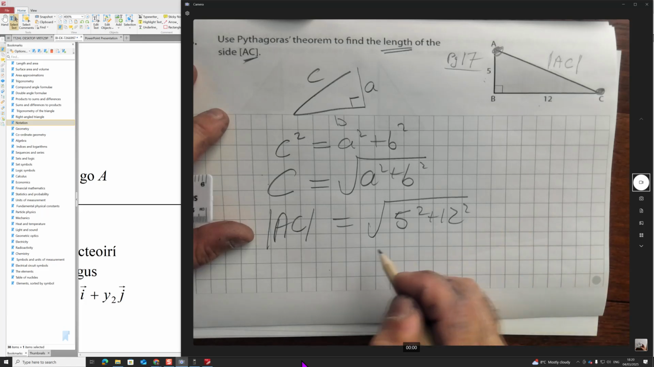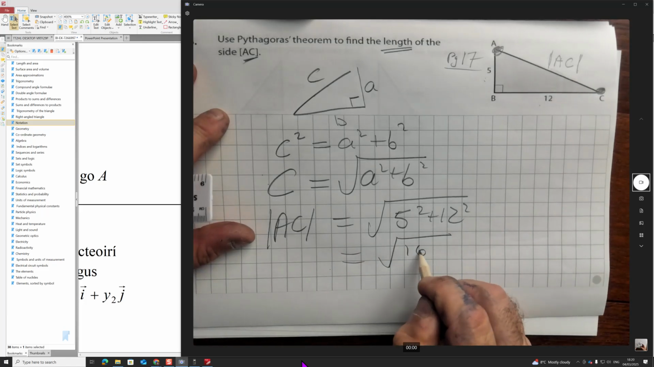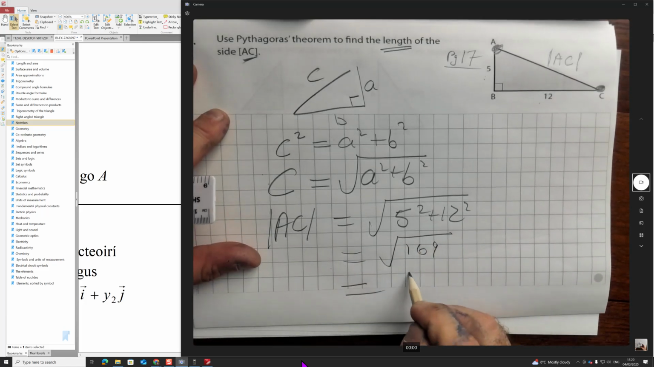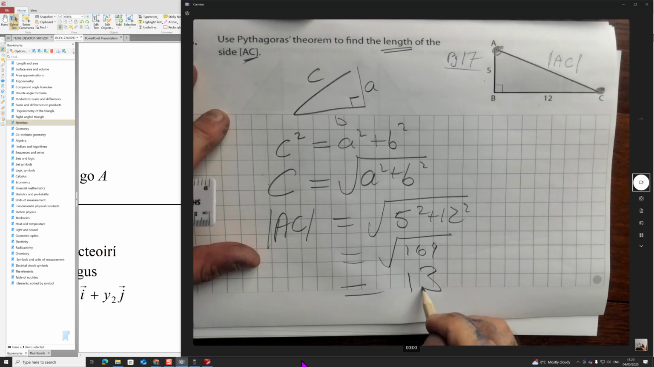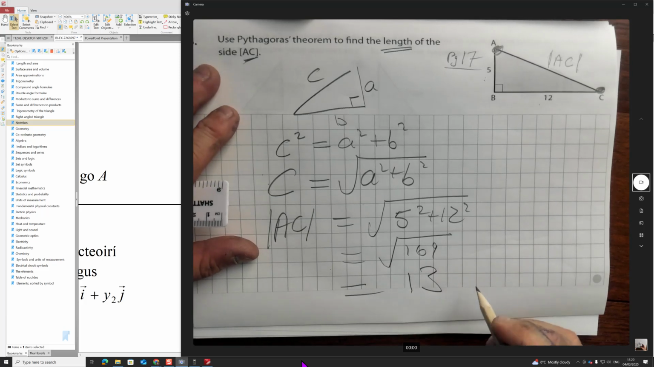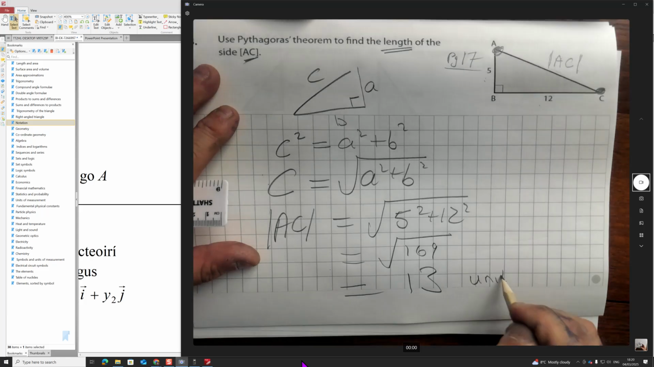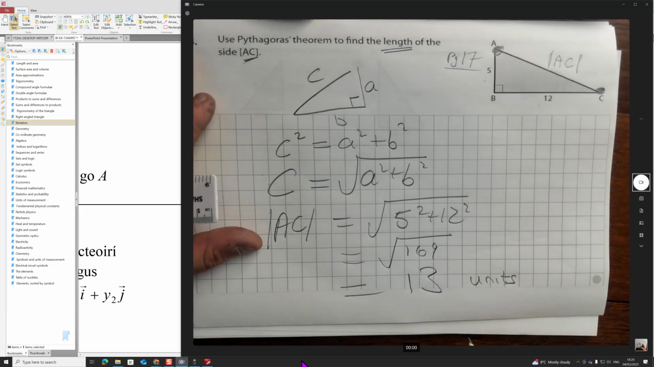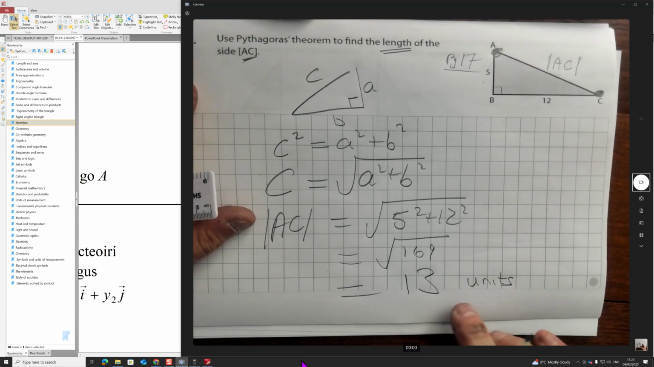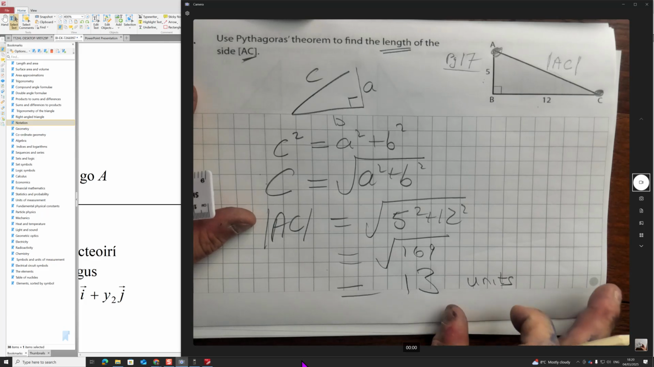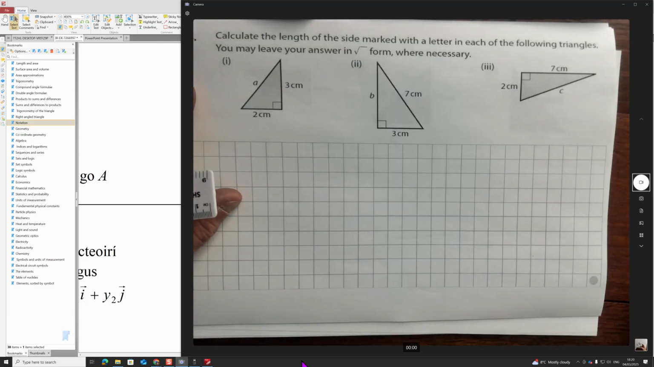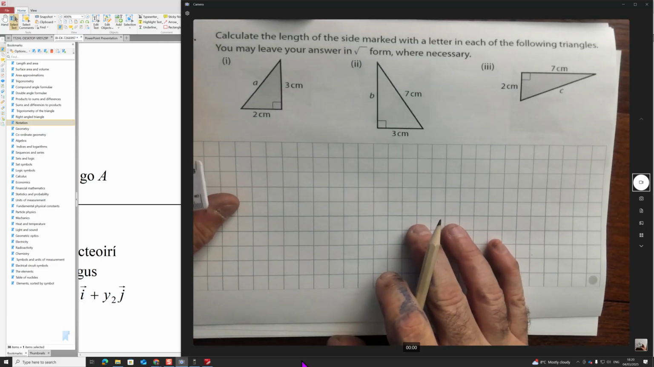You can do it in the calculator. It'll be the square root of 169, and that'll be equal to 13. We need a unit if there is one, but there isn't, so we will write the word units. That's best practice. That's the difference between 9 out of 10 and 10 out of 10. Okay, and we move on.